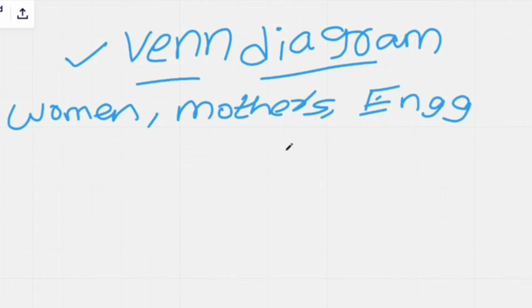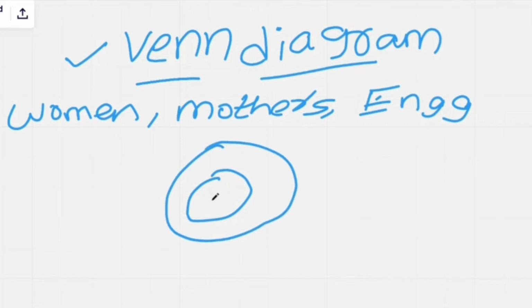The next question is women, mothers, engineers. This question was asked in a previous examination, a bank exam I guess. So how do we draw the Venn diagram exactly? All mothers are definitely women, so I'm writing it like this. All mothers are women. Some mothers or some women may be engineers. So some women, some mothers may be engineers. So I'm drawing it like this.